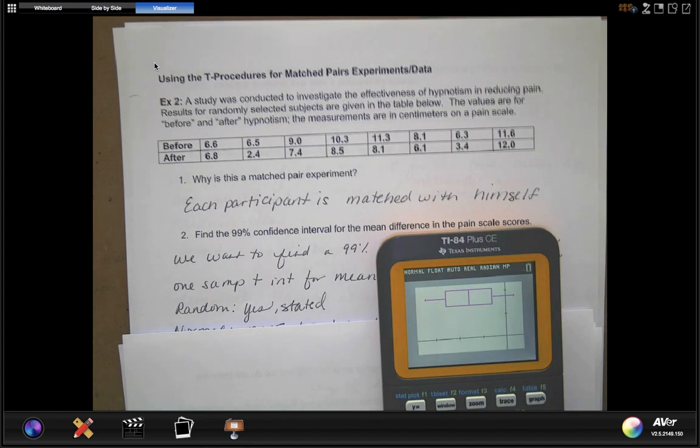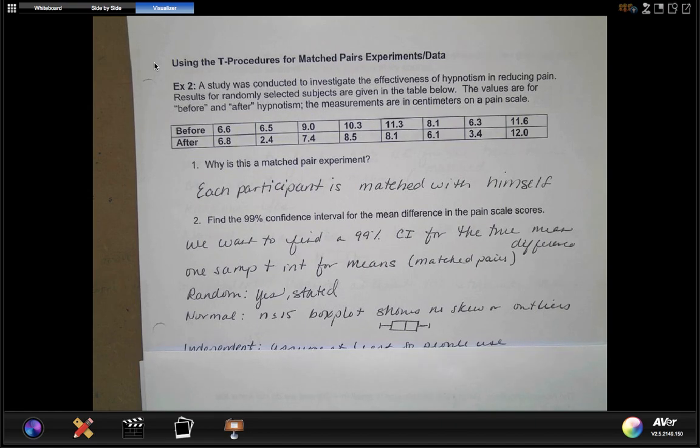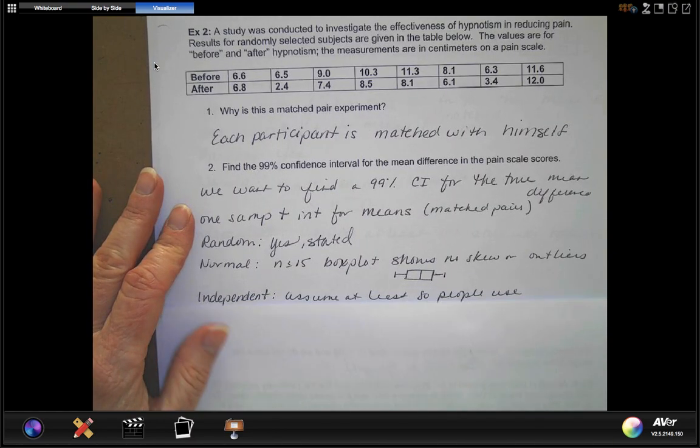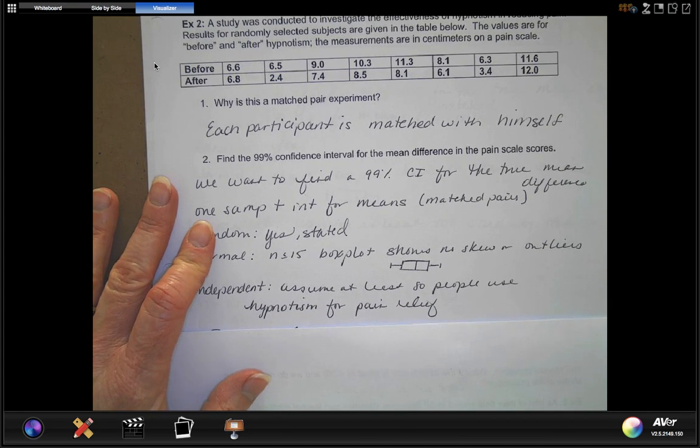All right, so again, just like before. My sample size is less than or equal to 15, so I'm going to look at the graph. I just draw my sketch there, and I comment on it. It shows no skew or outliers, okay? Independent, I'm going to assume at least 80 people using hypnotism for pain relief. Okay, again, same thing here.